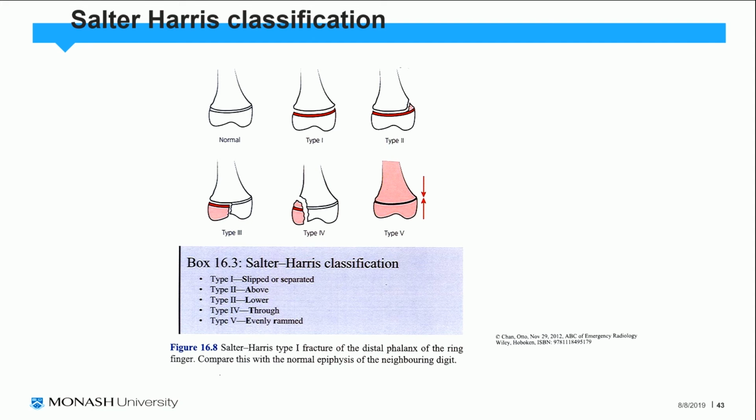I've given you the Salter-Harris classification, and this is according to Otto Chan, and you could use the mnemonic SALTER, where the S is type 1, which is slipped, type 2 the A is above, and then type 3 is the L, which is lower than, type 4 is through, so it's the T, and then type 5, if you compare type 5 to type 1, it looks very much the same. However, this is a compressed fracture, so it's a rammed fracture, and this is the worst of the Salter-Harris type fractures, and it is quite easily missed.